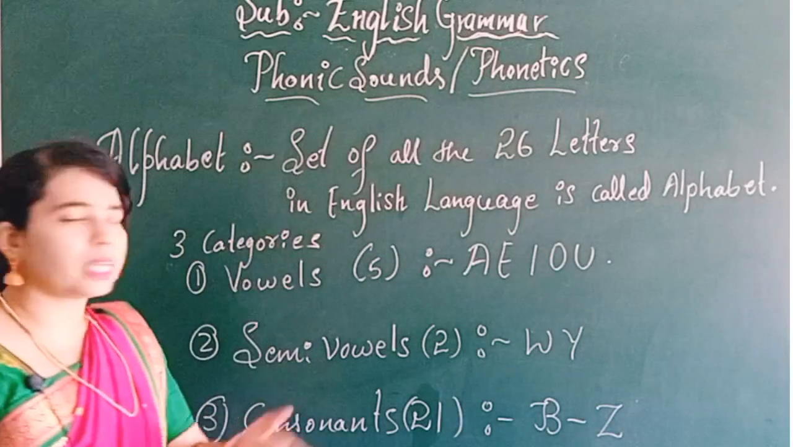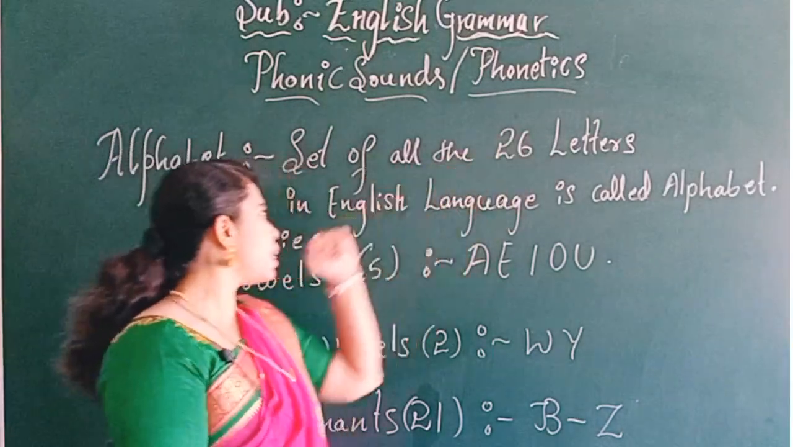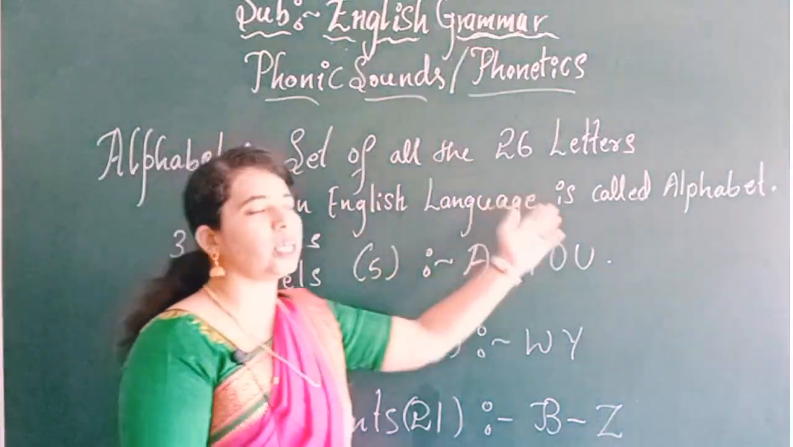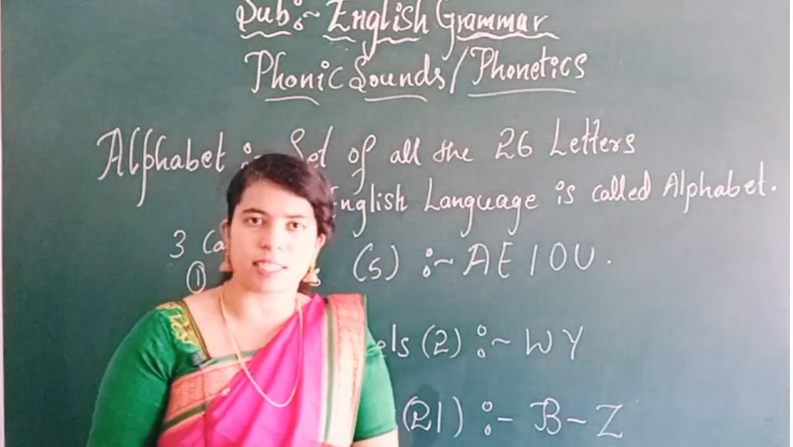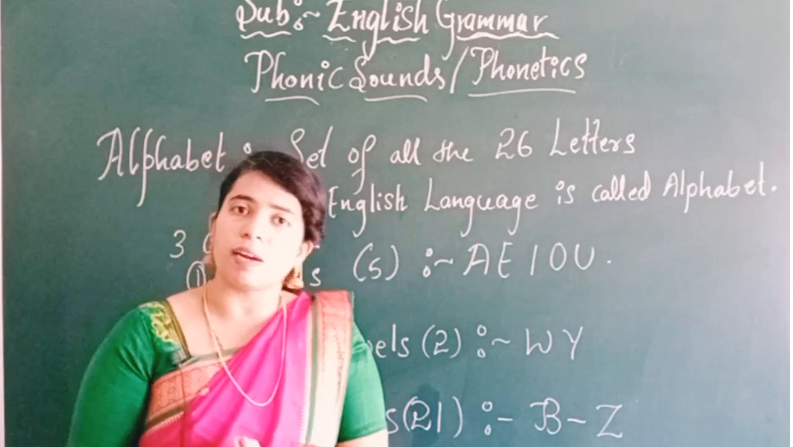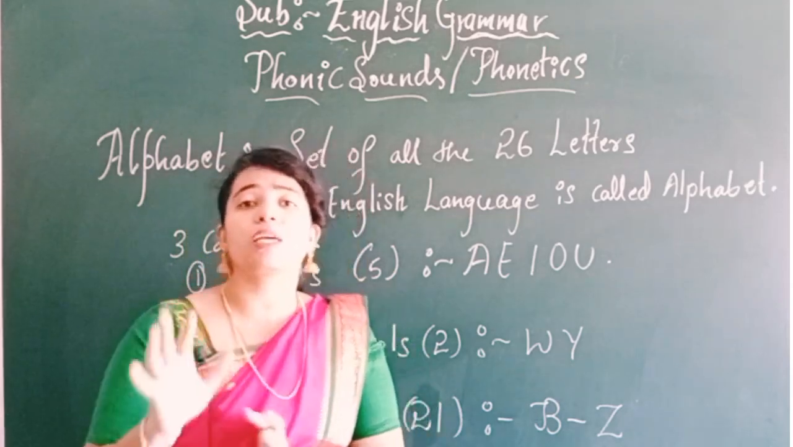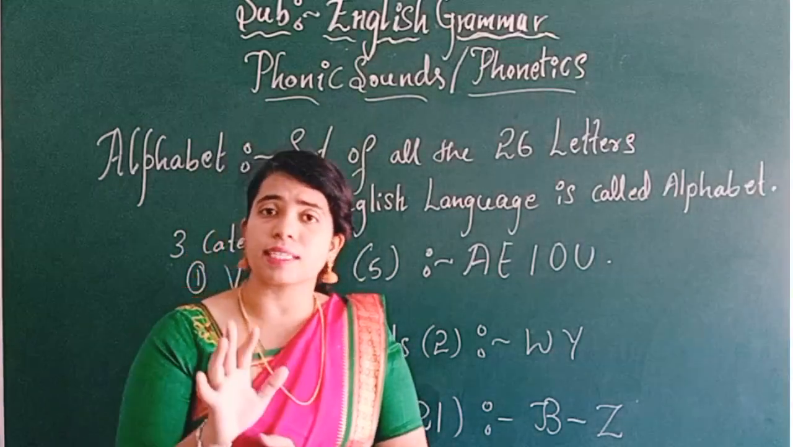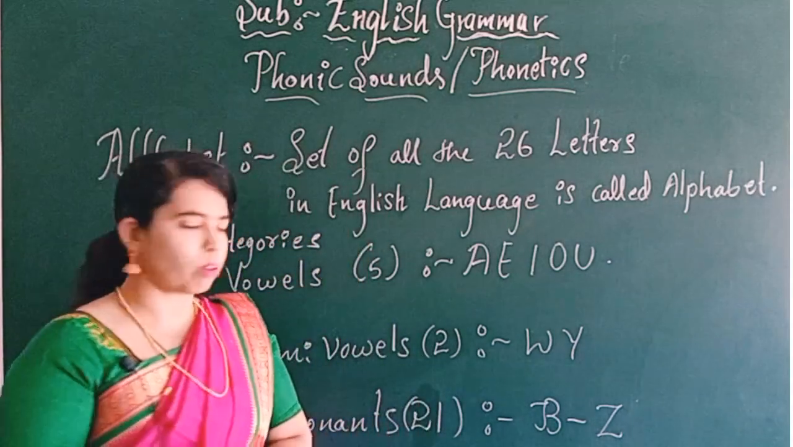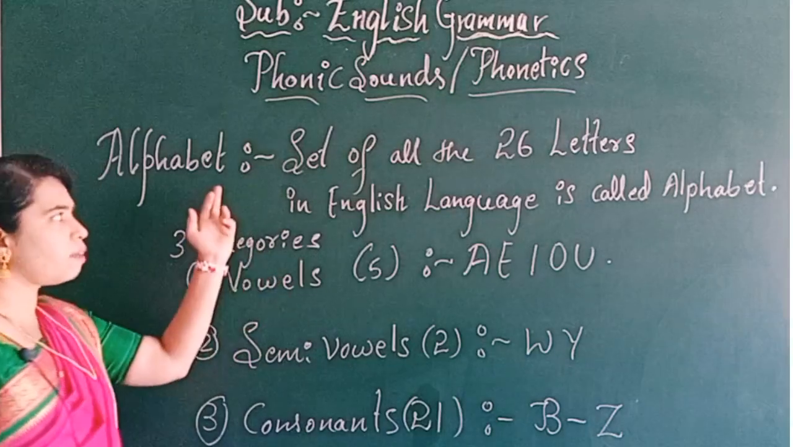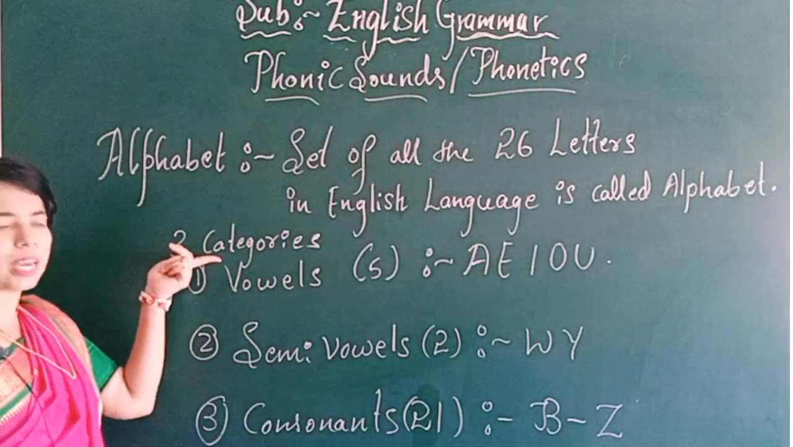Alphabet. What is alphabet? A set of all 26 letters in the English language is called the alphabet. The complete group of 26 letters, the name given to that set is alphabet. Okay? The alphabet is again divided into three categories.